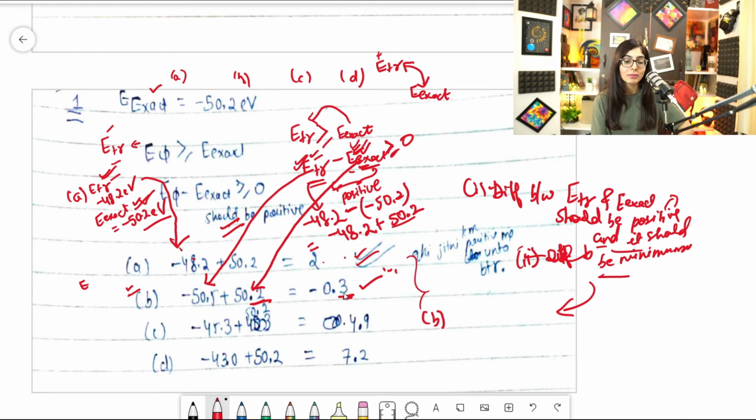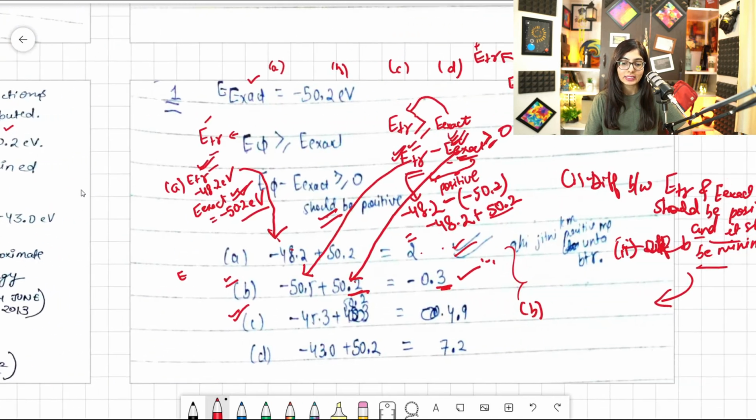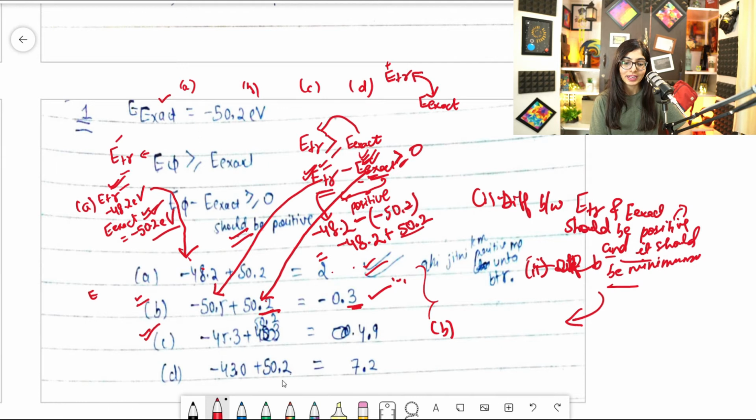Clear? In similar manner, I'll take C option. Okay, I have taken C. So C option, it is minus 45.3. So let's see, it is again minus 45.3 here. E trial minus 45.3 plus 50.2. Clear? In similar manner, minus into minus, like that. And when I do this calculation, I'll be getting plus 4.9. Clear? Plus 4.9.